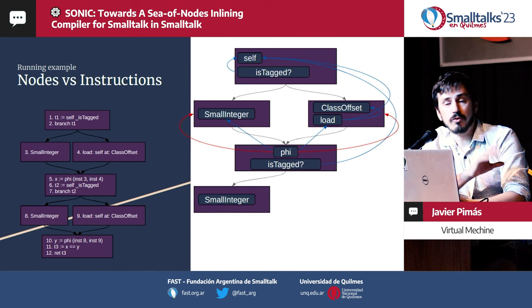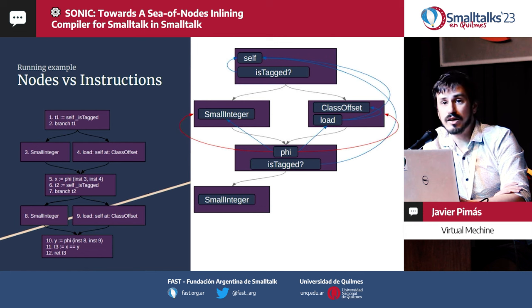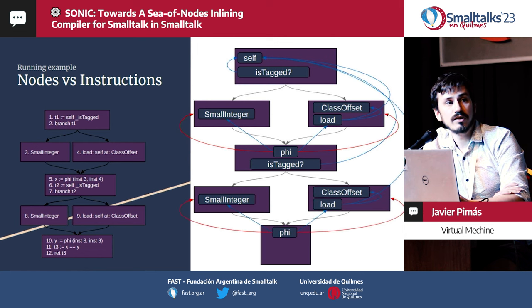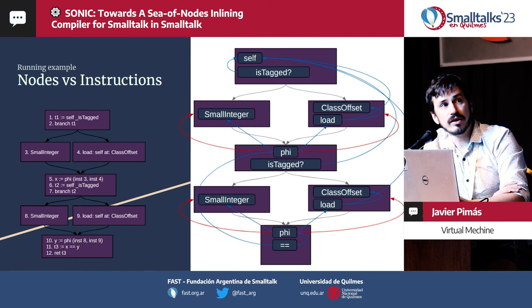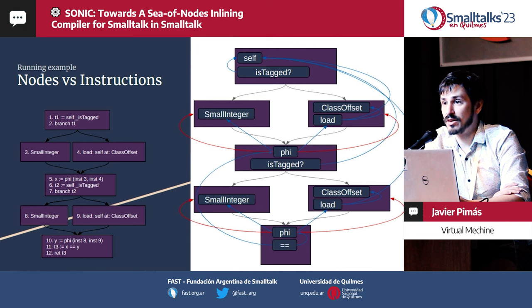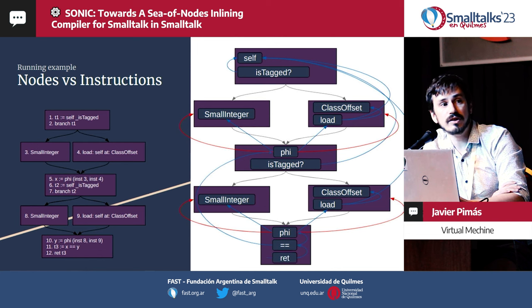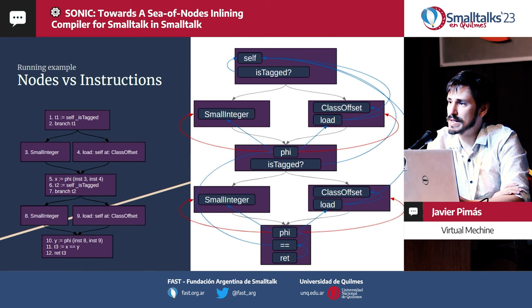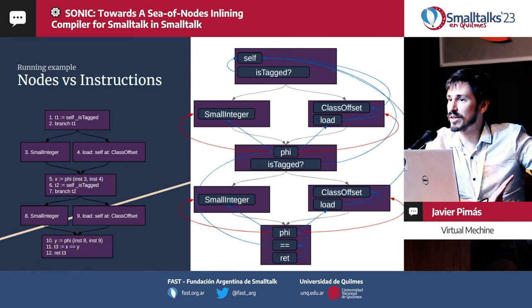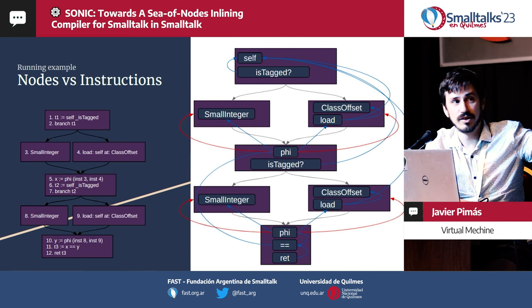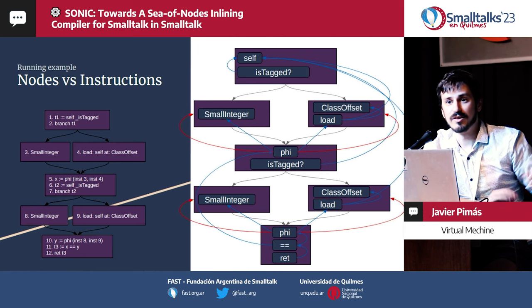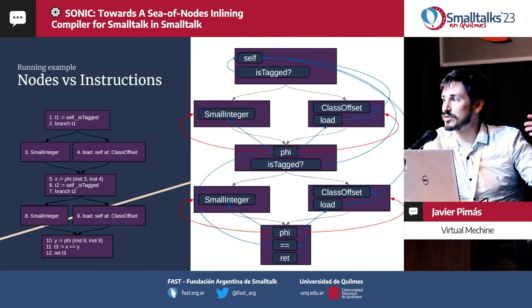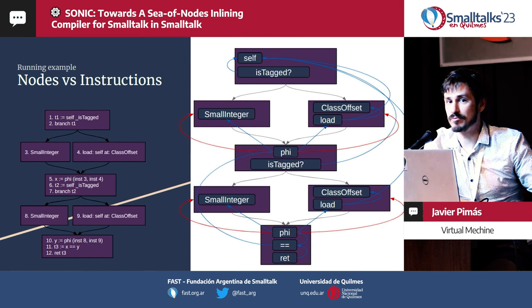And so again, we look at the second part, and in the end, we just compare if the phi in the first join is equal to the second phi in the second join, and then we return that. Okay, so you can see how we have passed from something that was the bytecodes, something very linear, to something that gets converted one step to the other, to something that starts to look like a graph, right?